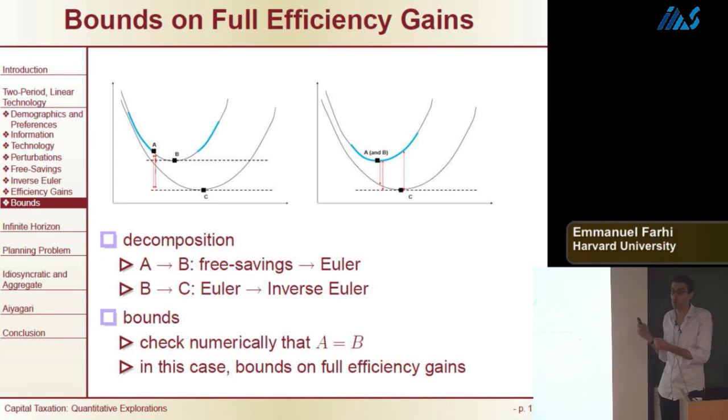And the answer that we're going to come up with is moderate. I also want to say that this is the answer for the efficiency gains. The optimal capital taxes are actually quite large.